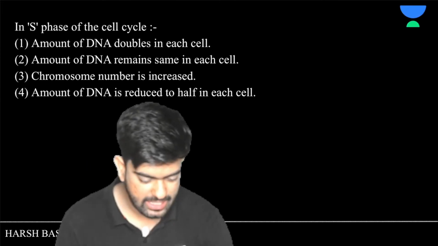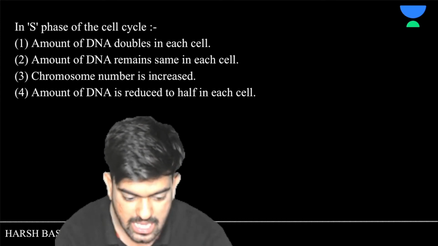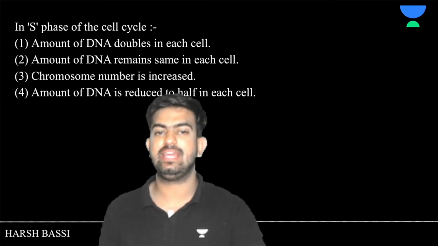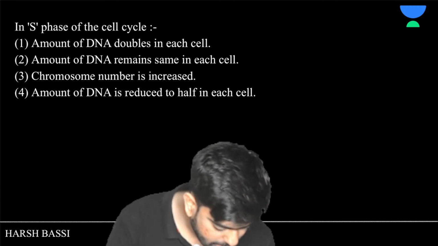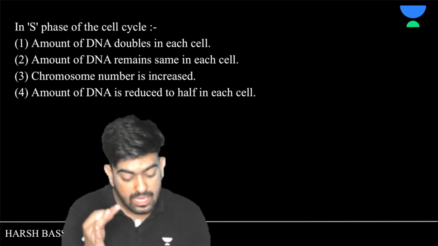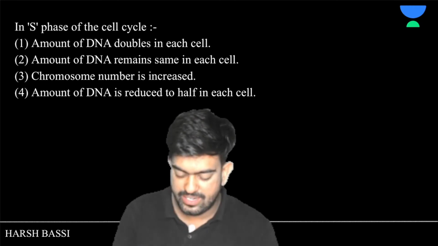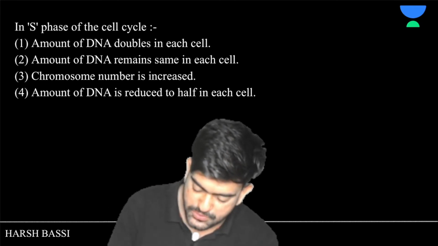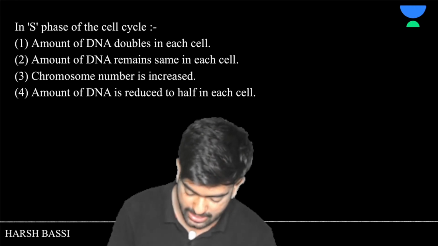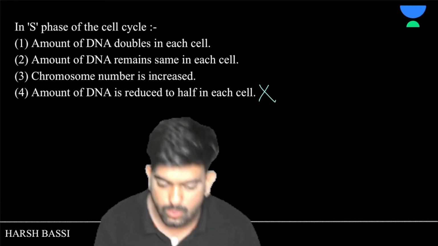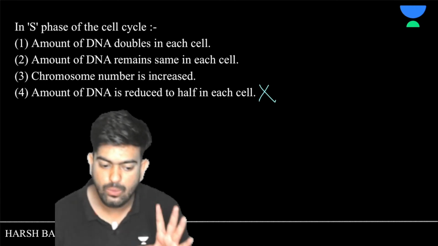Let's move on with the next question, which says: in S phase of the cell cycle, amount of DNA doubles in each cell, amount of DNA remains same in each cell, chromosome number increased, amount of DNA is reduced to half. So in S phase DNA duplication takes place. Yes sir, so it will not be halved.